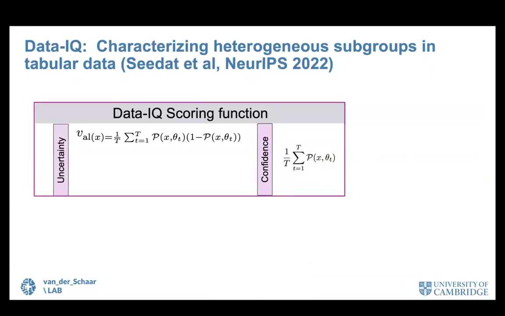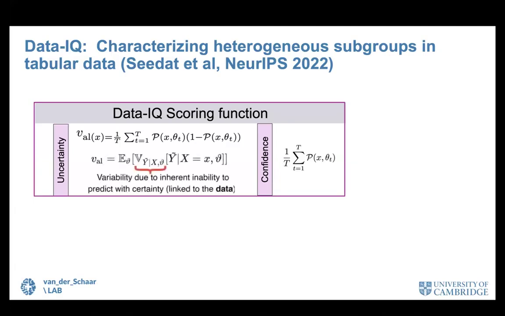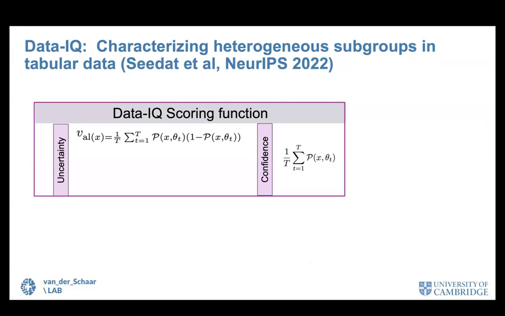And then the next method is Data-IQ from our group, which was characterizing heterogeneous subgroups in tabular data sets. The title of this paper, unfortunately, could never be changed. It does do a lot more than tabular data. It does images and text as well, but the title always stuck as tabular data, but this is very applicable to images and text as well. And it really takes an uncertainty estimation approach to this.